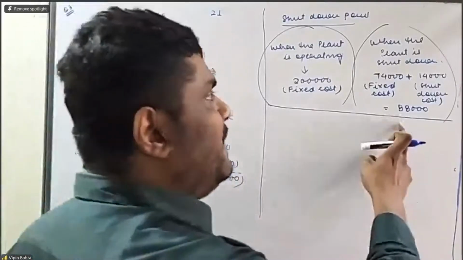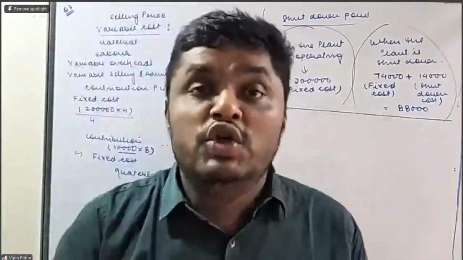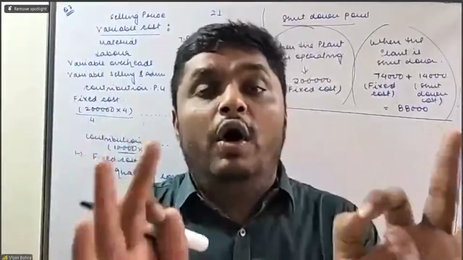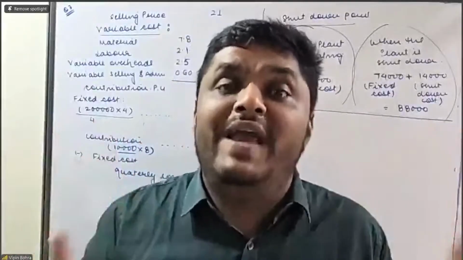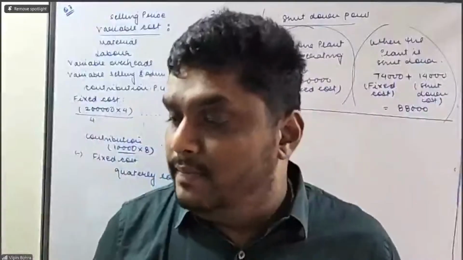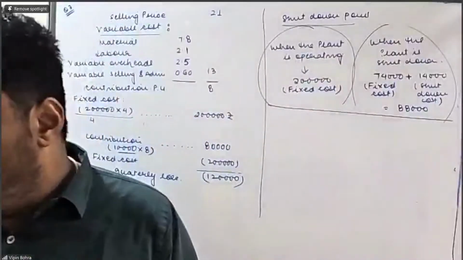If we shut down the plant, the cost is 88,000. So it means if we continue with the plant and the loss is 88,000, we are indifferent to continue or not to continue. We are the same. Julie, it is not 11,000.